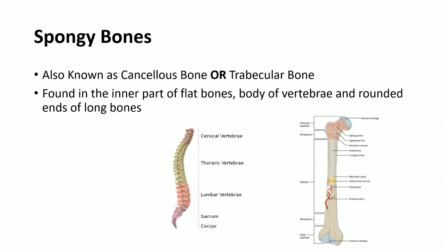Now let's move towards the spongy bones. These spongy bones are called cancellous bone or trabecular bone. They are found in the inner part of the flat bones, the body of vertebrae, as well as the rounded ends of the long bones. As the name suggests, they are spongy in nature, so they have some spaces in between the bone structure. So that is spongy bone.